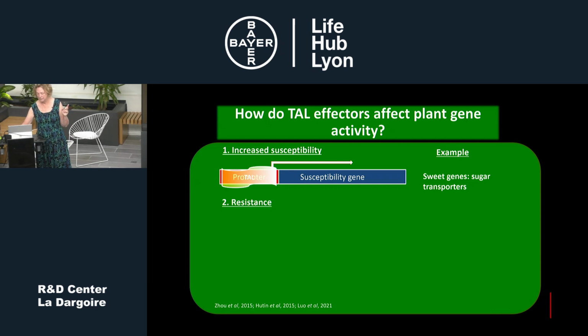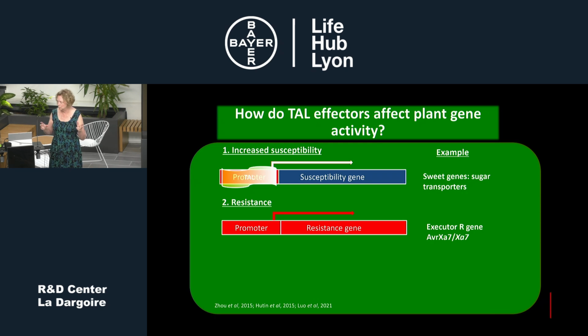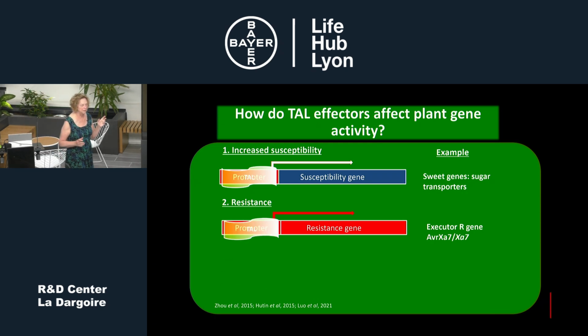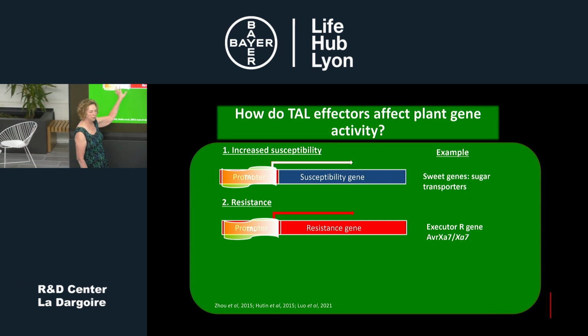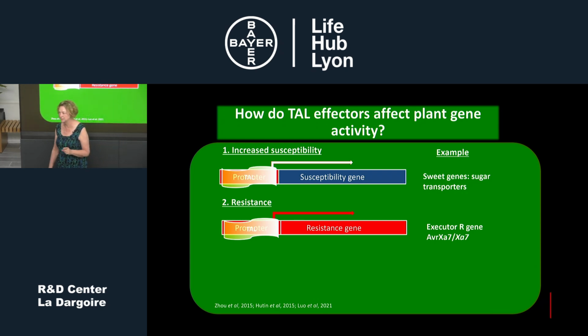But for resistance, there are two mechanisms of resistance, actually more, but two that we focus on. One is where the TAL effector binds to the promoter of what we call an executor gene or a resistance gene. And this gene will, in fact, trigger cell death, plant cell death, or resistance. It turns on a lot of downstream genes, which are involved in stopping the pathogen from multiplying in the host. And I'm going to show you in a minute that XA7 is one of these genes.